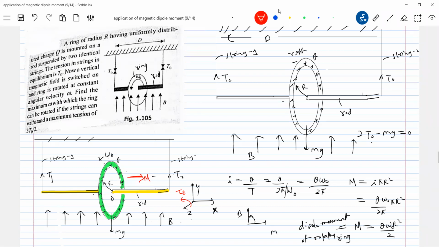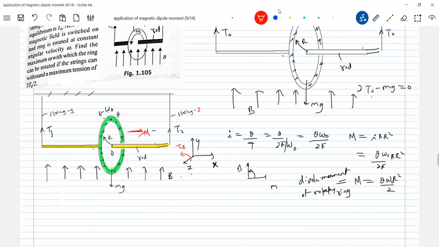Now it's switched on and the ring is rotated. Find the maximum omega with which the ring can be rotated if the strings can withstand a maximum tension of 3T naught by 2, and the rod will remain horizontal only. So we will balance the torque due to dipole moment and the tension in the string 2 to the torque due to tension in the string T1.